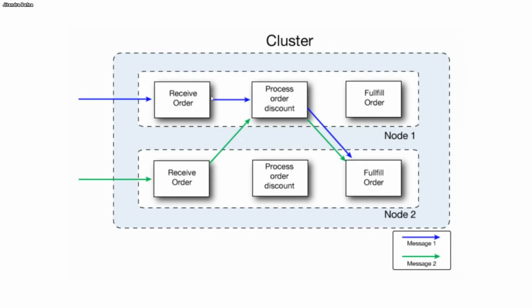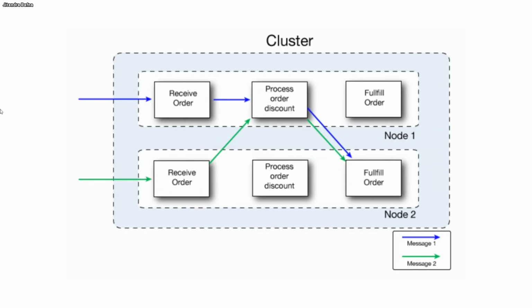When I receive the orders, I process the orders, then I put them into the request-response VM queues. Once I receive the order, I put it into the VM queue. The process order and discount step on node 1 will read the message from the VM queue, and after doing this processing, it puts the message into a request-response VM queue again. Then fulfill, on node 2, gets the message from the VM queue and does the fulfilling. It will just send the response back.